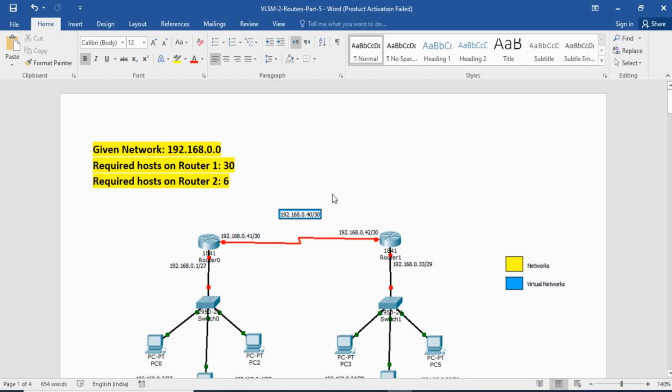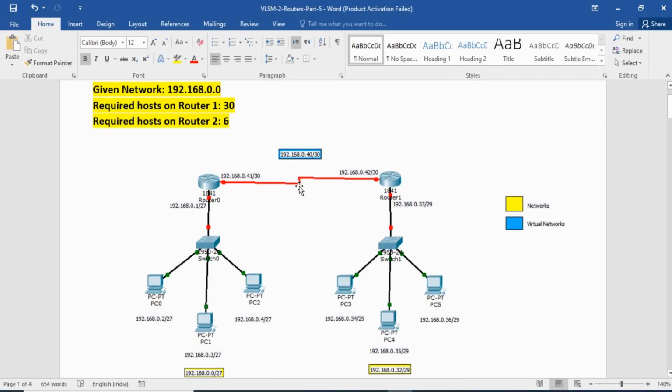Welcome to the fifth part of the CCNA LAB series. Today I'll show you how to find the VLSM of two routers. Here we have to find the VLSM according to our client's requirement.